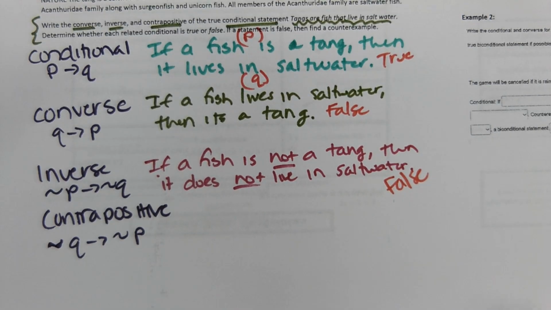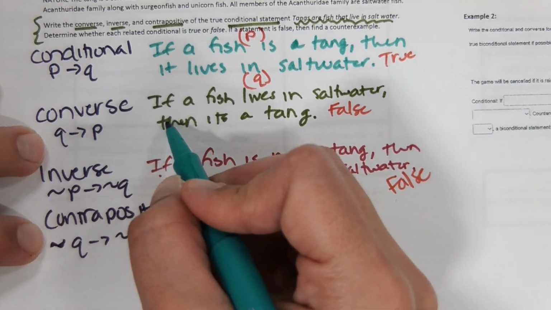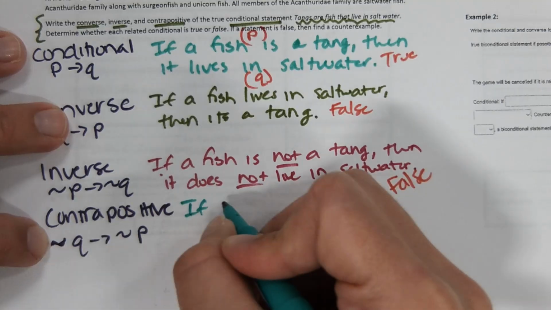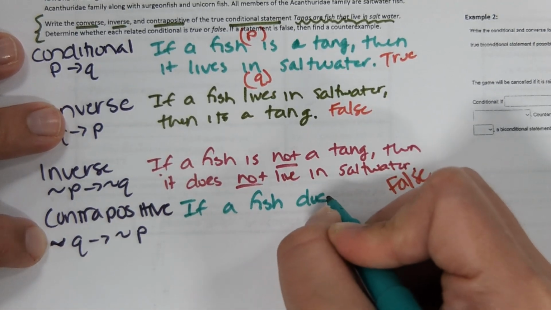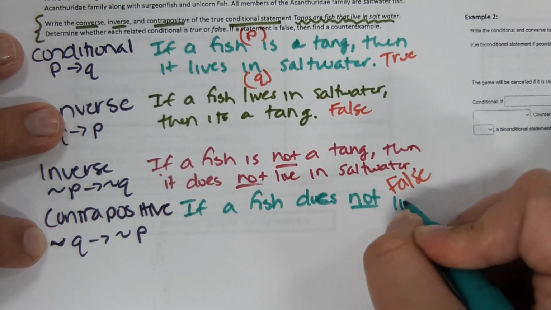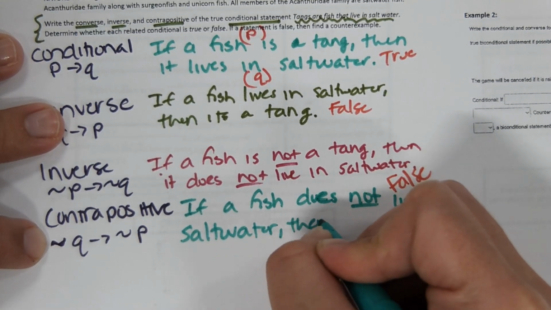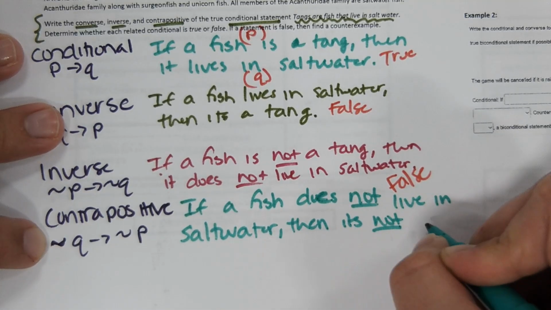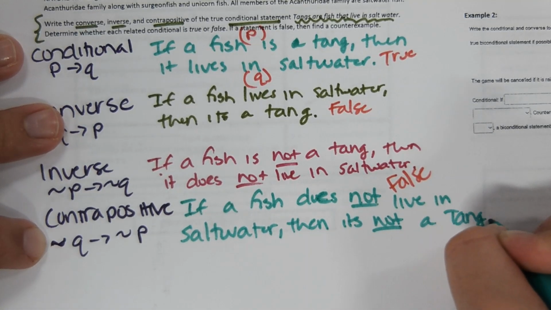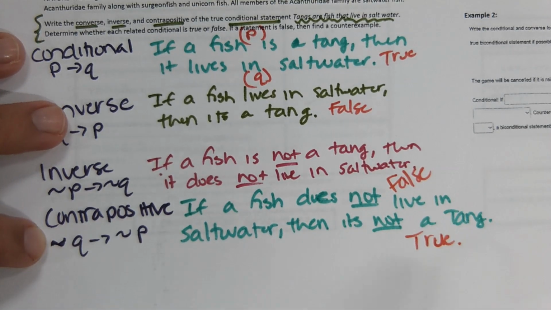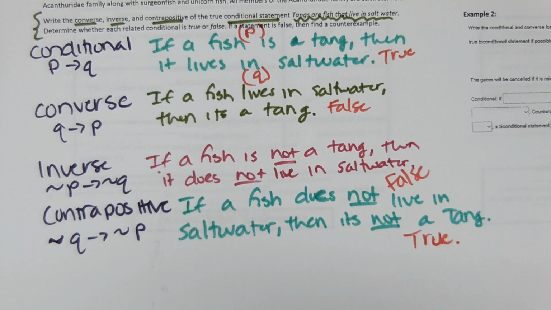And then last one, contrapositive. Contrapositive is not Q, then not P. So I'm going to say this statement, but put nots in it. If a fish does not live in salt water, then it's not a tang. That is true because tangs have to live in salt water. So it's not a tang if it's not living in salt water.